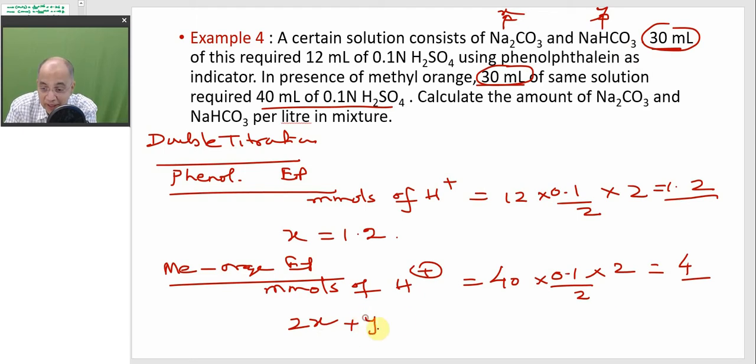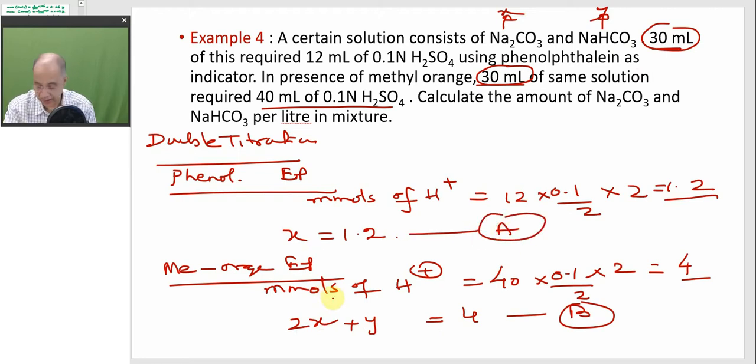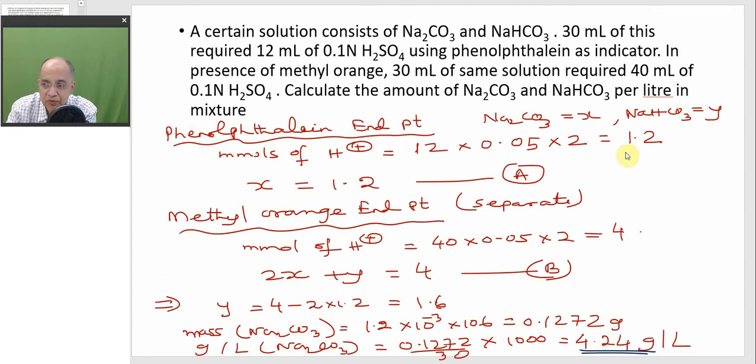So 2x plus y is equal to 4. This is equation B. X is equal to 1.2, and by solving this, we can get, I have done it for you. This 1.2 is nothing but x, and 2x plus y is equal to 4. So then you get y is equal to 1.6.